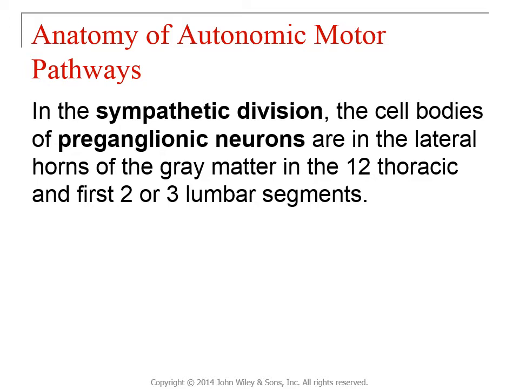Now for the sympathetic division, the cell bodies of the preganglionic neurons will be found in the spinal cord, but only at certain levels. First, they're going to branch off at the lateral horns of the gray matter. If you remember the different horns you're going to find, the anterior horn, posterior horn in the spinal cord levels. The anterior horn is going to be for motor, the posterior horn is going to be for sensory. The lateral horn is dedicated for the sympathetic division here. And it's only found in all 12 levels of the thoracic and the first 2 or 3 lumbar segments.